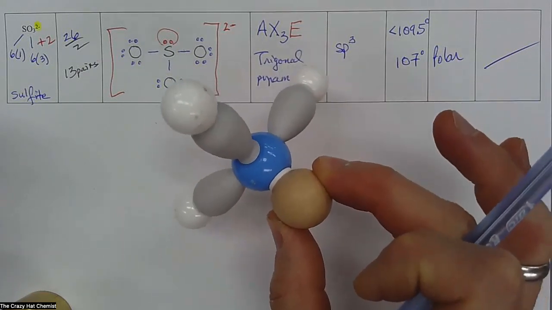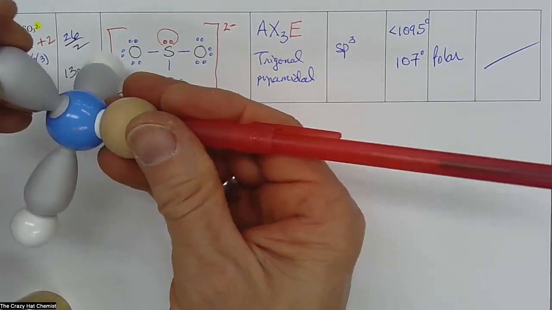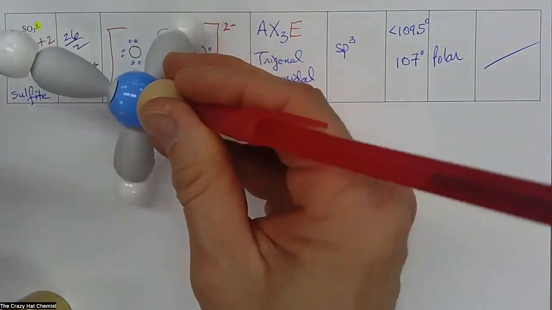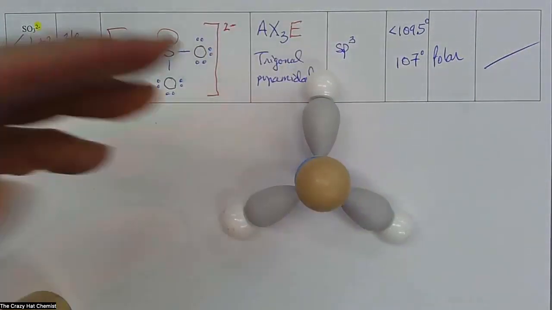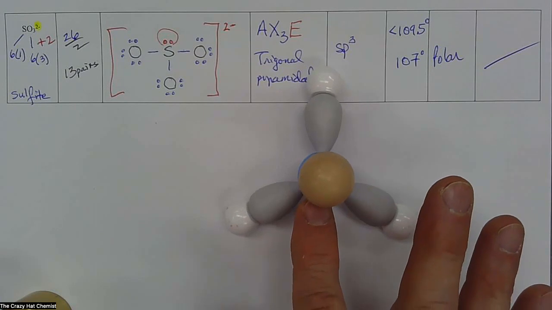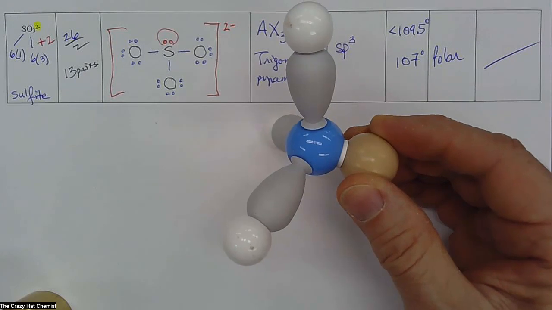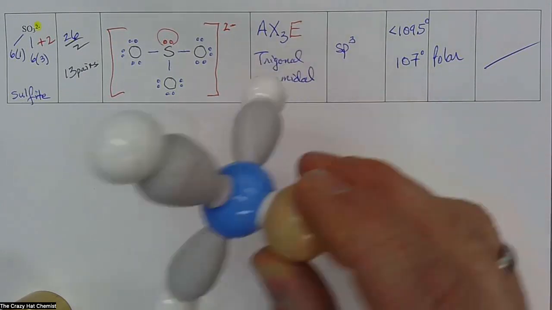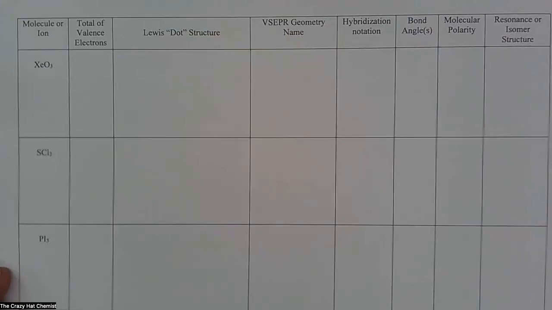The tan thing is the lone pair on the central atom here, and this has a molecular dipole like this. It's like shooting right through here like that, molecular dipole, and that's why it's polar. You should see that the blue and the whites are not within the same plane. And since they are not within the same plane, that means it's an asymmetric structure. All right, let's move on to the next one. We have just a few more structures to hammer out here. Let's see if we can get through these.